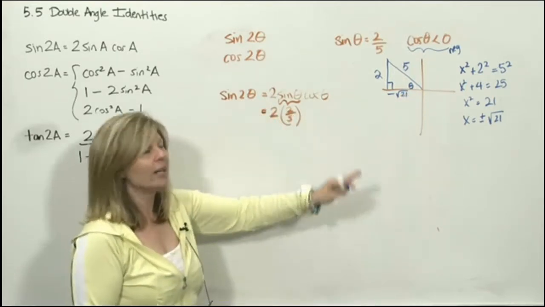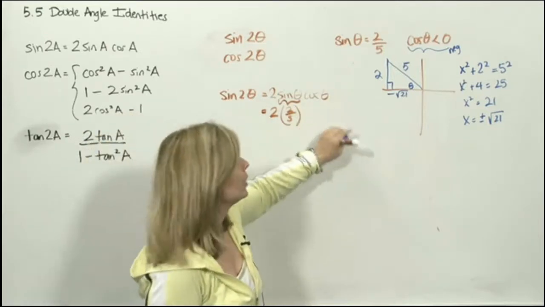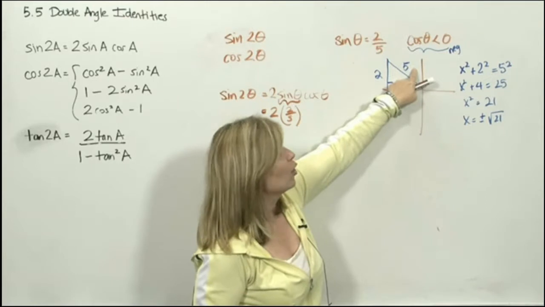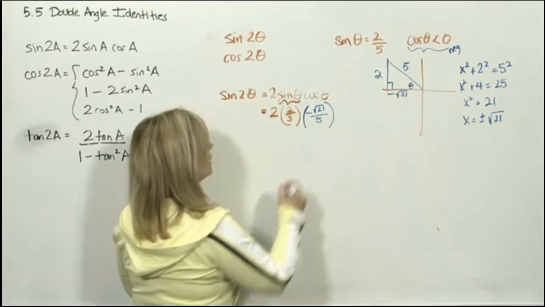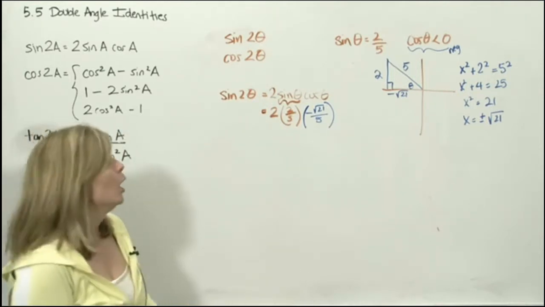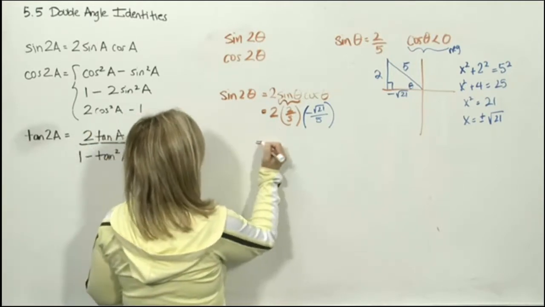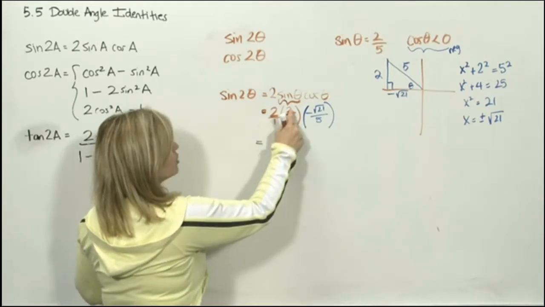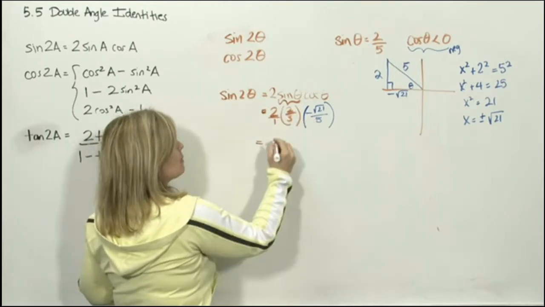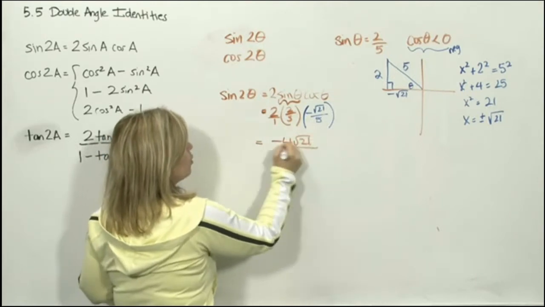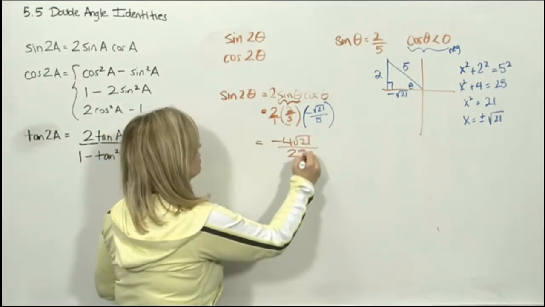Now I have a drawing, and I can use my drawing like I did in chapter 1 to find the cosine value. Cosine is x over r, or adjacent over hypotenuse. Now this becomes simple arithmetic. Multiplying fractions is no problem. Top times top and bottom times bottom. This is 2 over 1. 2 times 2 is 4. 4 times a negative is negative 4. Negative 4 times square root of 21 is negative 4 square roots of 21. The denominator is 1 times 5, which is 5.